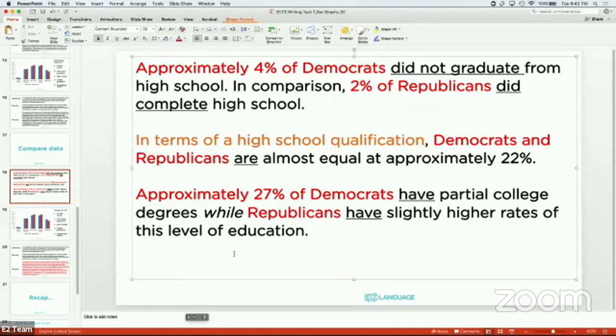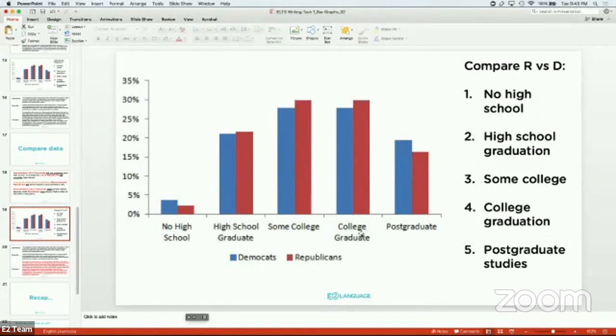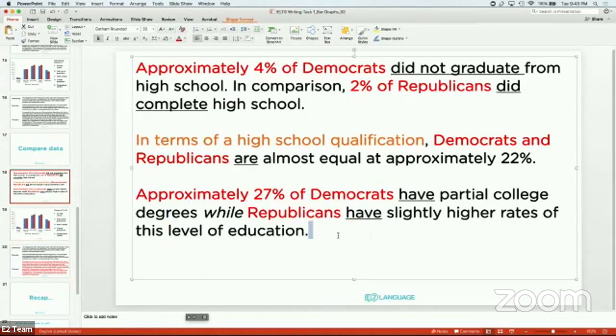Let's do one more. Let's do the postgraduate one because it's quite different, okay? So, let's write a different sentence. Let's say, while approximately 20% of Democrats have a postgraduate degree, only 17% of Republicans have the same level of degree. Okay, fine. So I'm going to start with a while sentence.